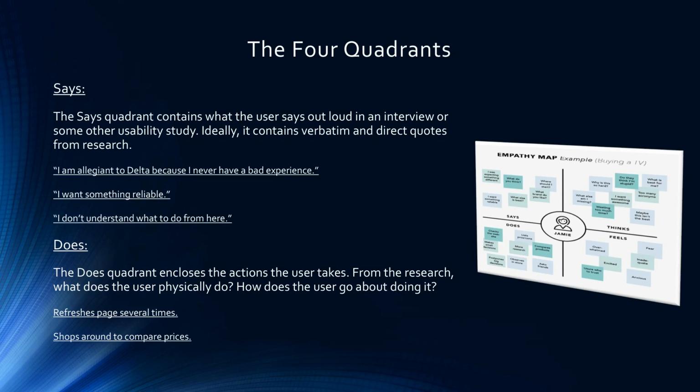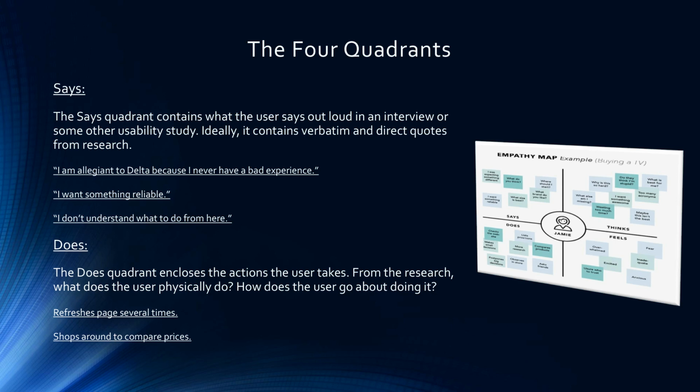The says quadrant contains what the user says out loud in an interview or some other usability study. Ideally, it contains verbatim and direct quotes from research. Here are some examples. "I am allergic to Delta because I never have a bad experience." "I want something reliable." "I don't understand what to do from here."